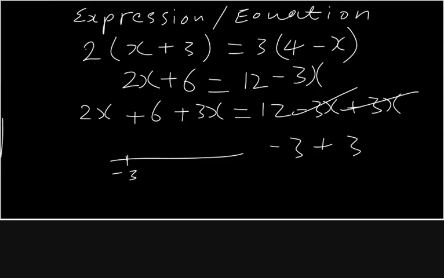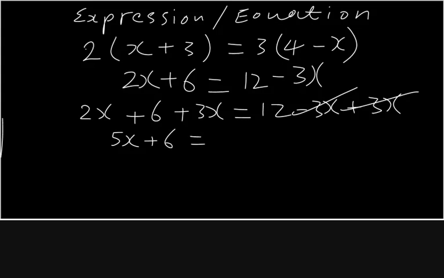If you do it on a number line like this, starting at minus 3, we count 3 strokes: 1, 2, 3. Minus 3, minus 2, minus 1, 0. Look at it, see it. So minus 3x plus 3x is 0. It will go. That one is non-negotiable. So we now come here. 2x plus 3x is going to give us 5x. 5x plus 6 is equal to 12.